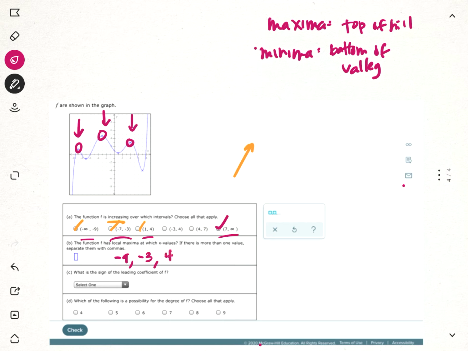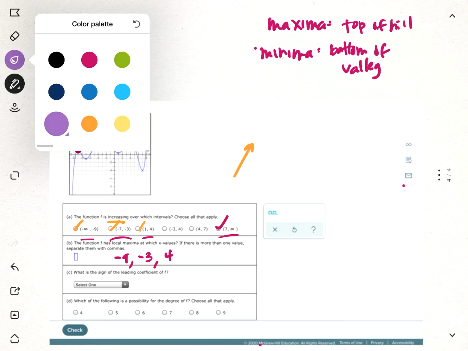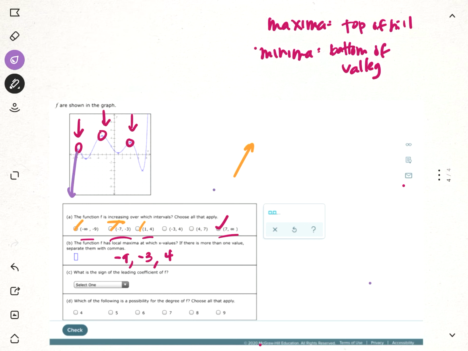Okay, so part C, what is the sign of the leading coefficient? That's when we're talking about end behavior, right? So for this graph, our end behavior is falling to the left, rising to the right. So we know that we have an odd degree, right? And it's also positive. So this is positive.